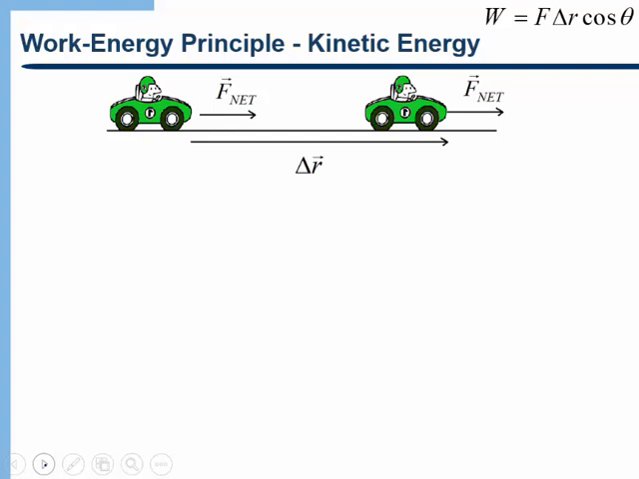We're now ready to derive our first version of a very important principle called the work-energy principle. The work-energy principle gives us a relationship between the work done on an object and the kinetic energy gained. Again, we know kinetic energy is the energy of motion, but we don't yet have a formula to describe it, and that's what we're going to figure out here. So let's look at the following example.